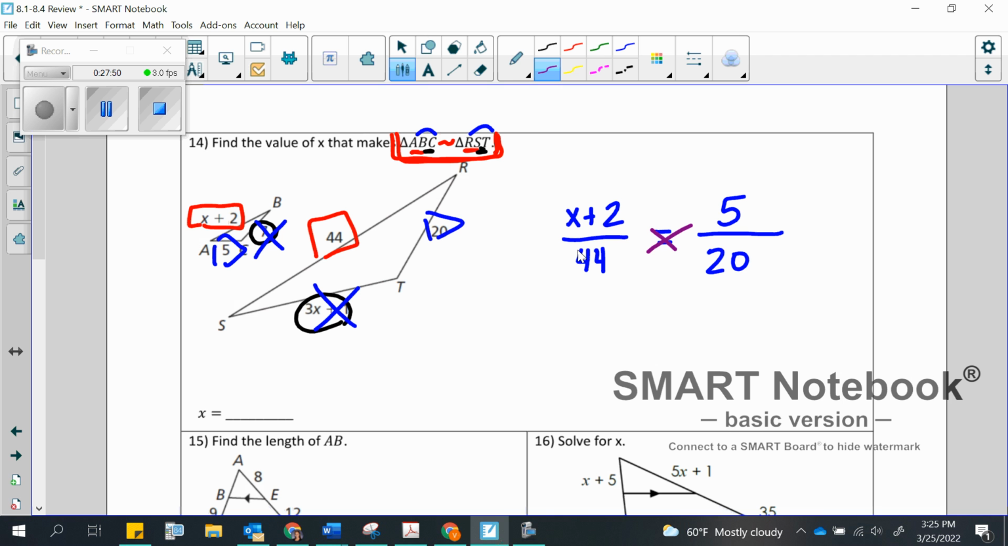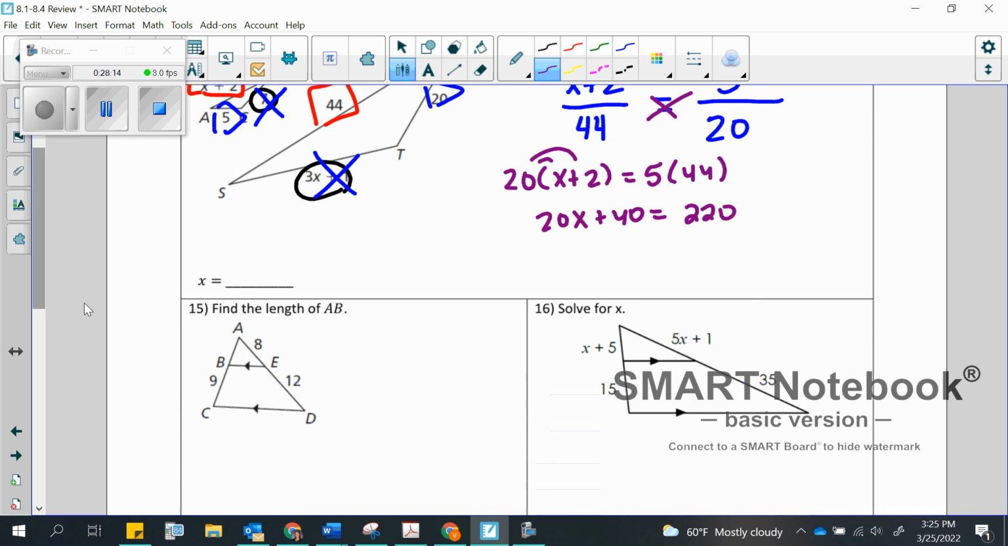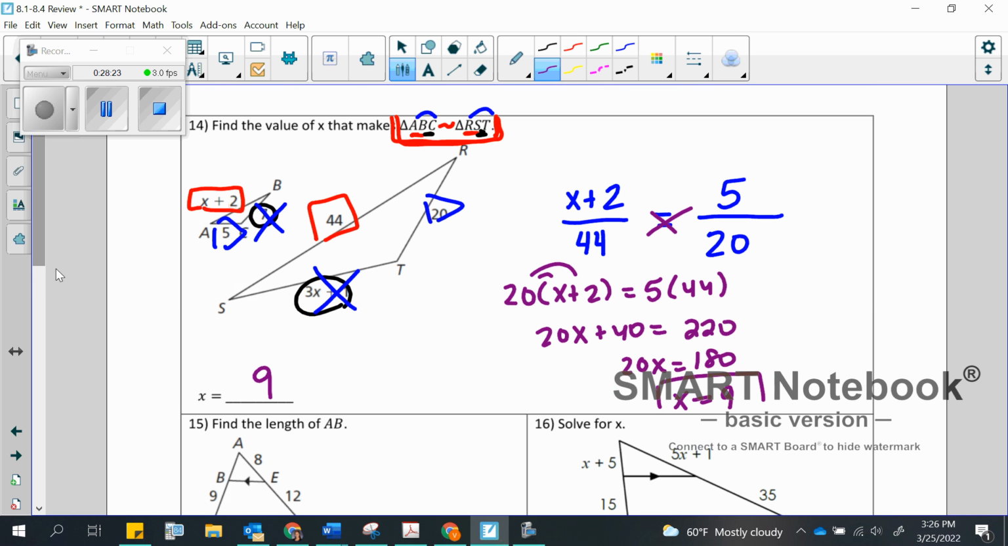That makes your life easier. So now I'm going to cross multiply. Use parentheses to do it. So 20 times X plus 2 is equal to 5 times 44. Distribute in. 5 times 44 is equal to 220. And now I can solve this. I'll get 20x is equal to 180. So x will equal 9. Please understand there is more than one way to do this. You could have done 7 over 3x plus 1 equals 5 over 20 as well. But I tried to just use the x plus 2 because it seemed easier than 3x plus 1.